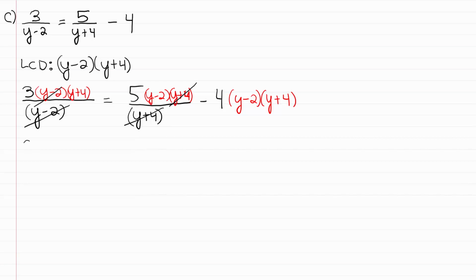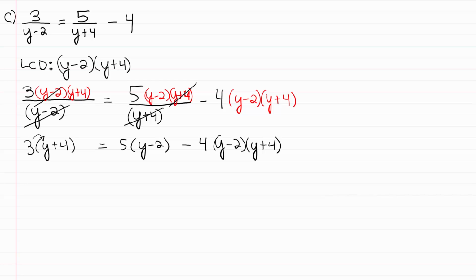So we'll end up having 3 times y plus 4 is equal to 5 times y minus 2 minus 4 times y minus 2 times y plus 4. All right, from here, let's go ahead and distribute. So we'll bring in the 3 here, for example. We'll say 3y plus 12 is equal to 5y minus 10.